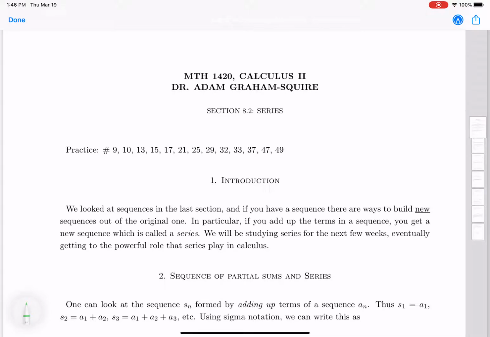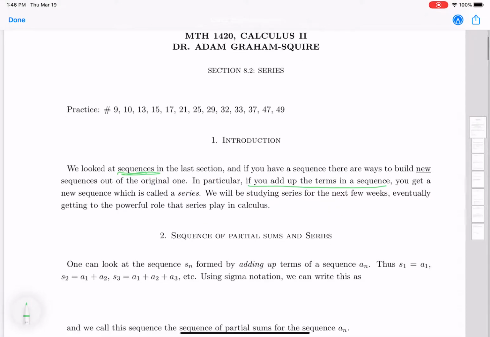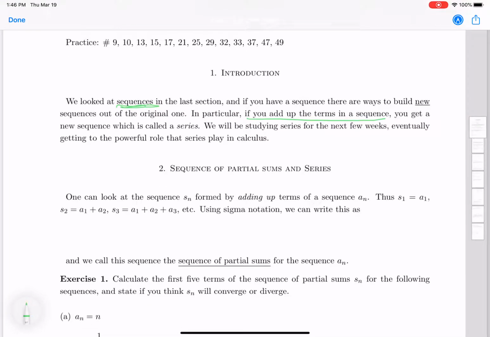We're going to start out section 8.2 now, talking about series. Basically, we looked at sequences in the last section, and there are ways to build new sequences out of sequences you already have. In particular, if you take each of the terms in the sequence and you start adding them up as you go along, you get a new sequence which is called a series. It's like a sequence of partial sums that you get as you add up the original sequence. And this is going to be one of the main things we study for the next few weeks.